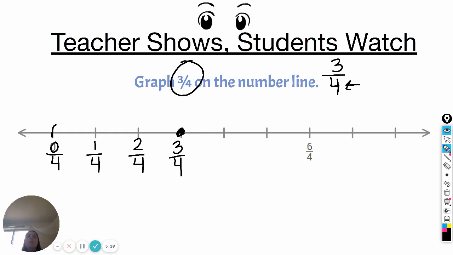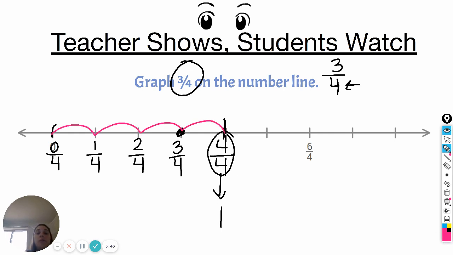And I could be done, but I'm going to show you how this plays out. If we keep going, next would be 4 pieces out of 4. If we have all 4 pieces out of 4 pieces altogether, this is the same as having 1 whole. So at this point right here is where our 1 whole is. And if we start at 0, 1, 2, 3, 4, you can see it takes 4 jumps to get there, which is our denominator.